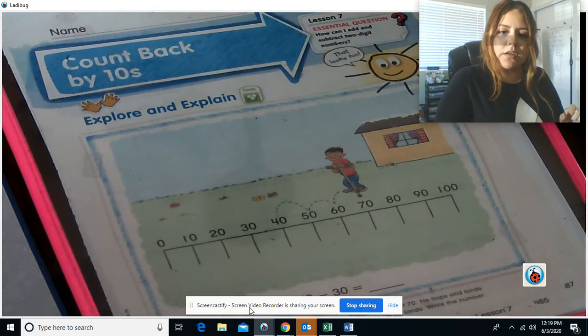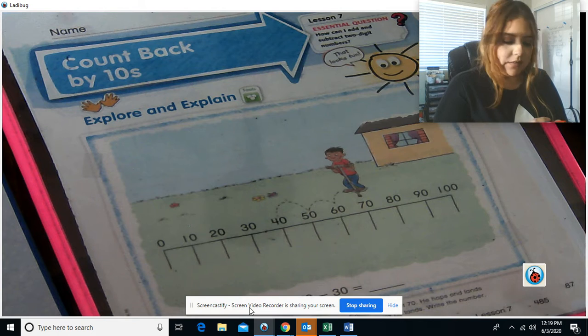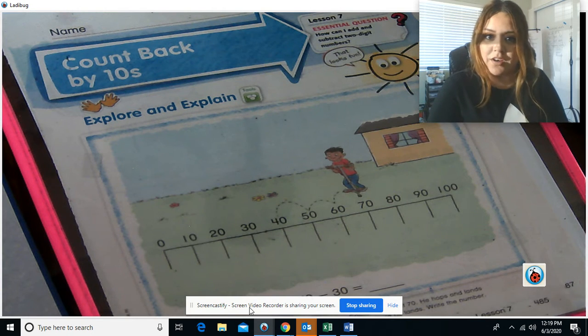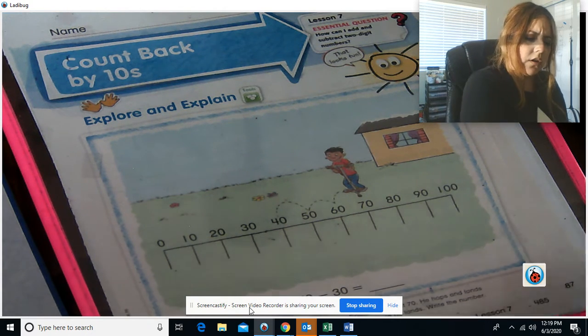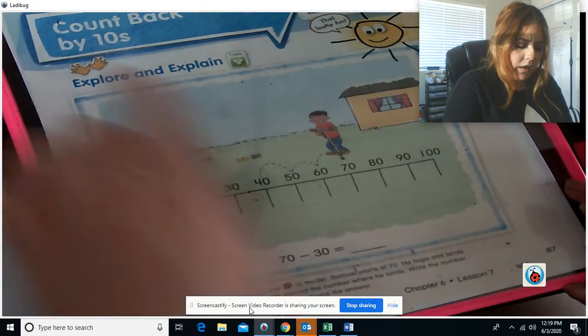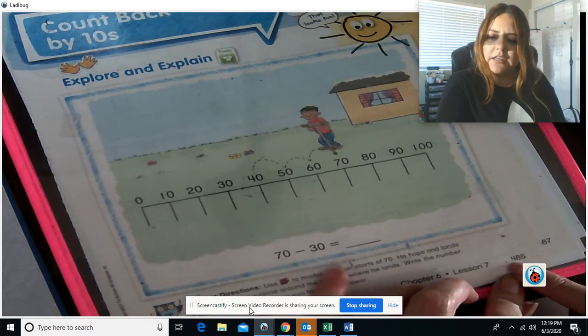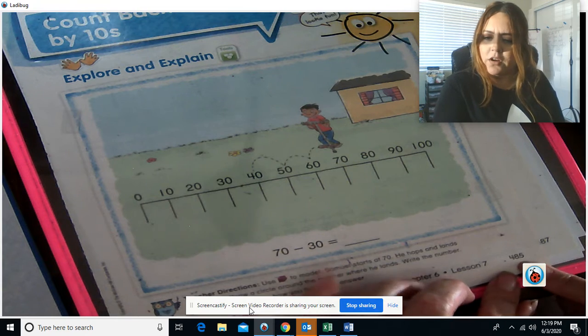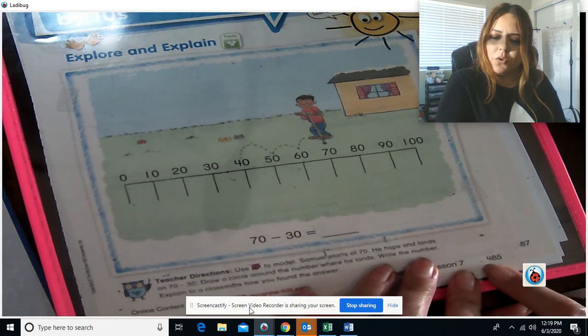So today we're going to be looking at a new lesson. We're almost done with volume 1 in our math book. So we're on lesson 7 today, and it's called Count Back by 10's. It's on page 485 in your My Math book, volume 1, page 485.